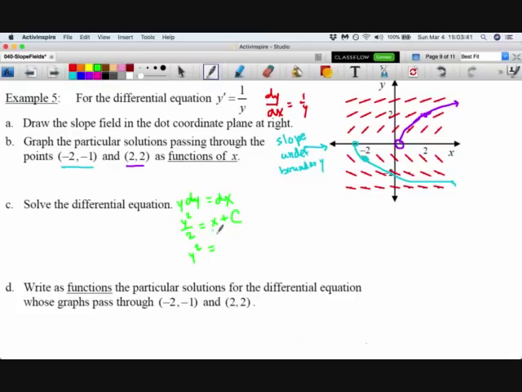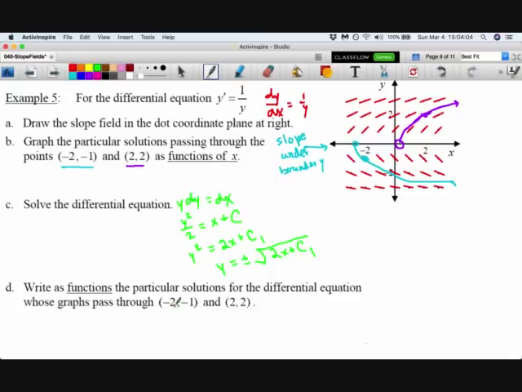Here's what leads to some bad habits. 2 times x is 2x. It's not x1 or something like that. Don't be silly. 2 times c is just a different constant. And we get y equals plus or minus square root of 2x plus c1.